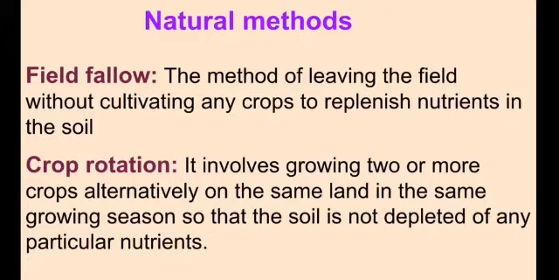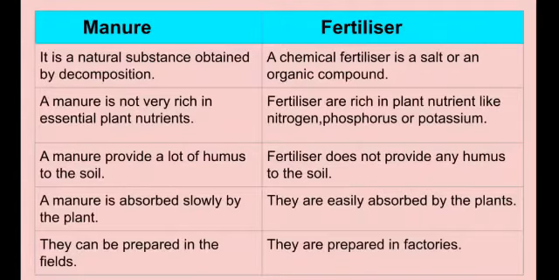And another method is crop rotation. It involves growing two or more crops alternately on the same land, so that the soil is not depleted of any particular nutrients. So if we grow the crops alternately, what happens is they will maintain the particular nutrients in the soil. So like this we can maintain the nutrients in the soil also.